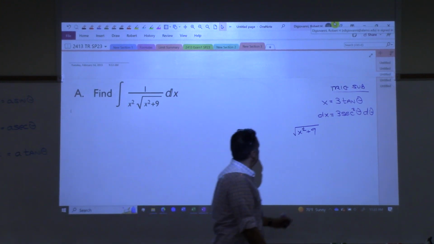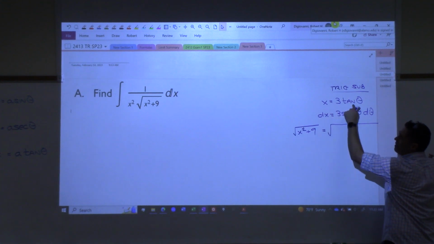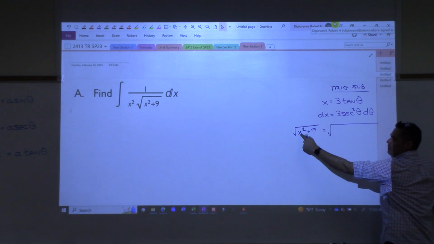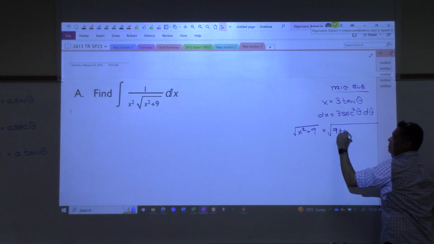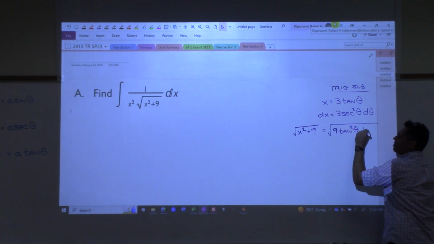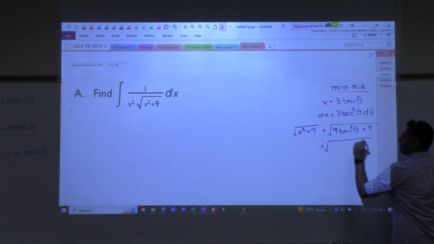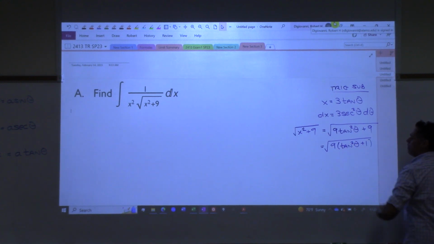So to do that, I replace x with 3 tan theta. So it would become what here? If I square this, what do I get? 9 tangent squared theta, then plus 9, right? I can pull a 9 out of these. And this is the Pythagorean identity, right?